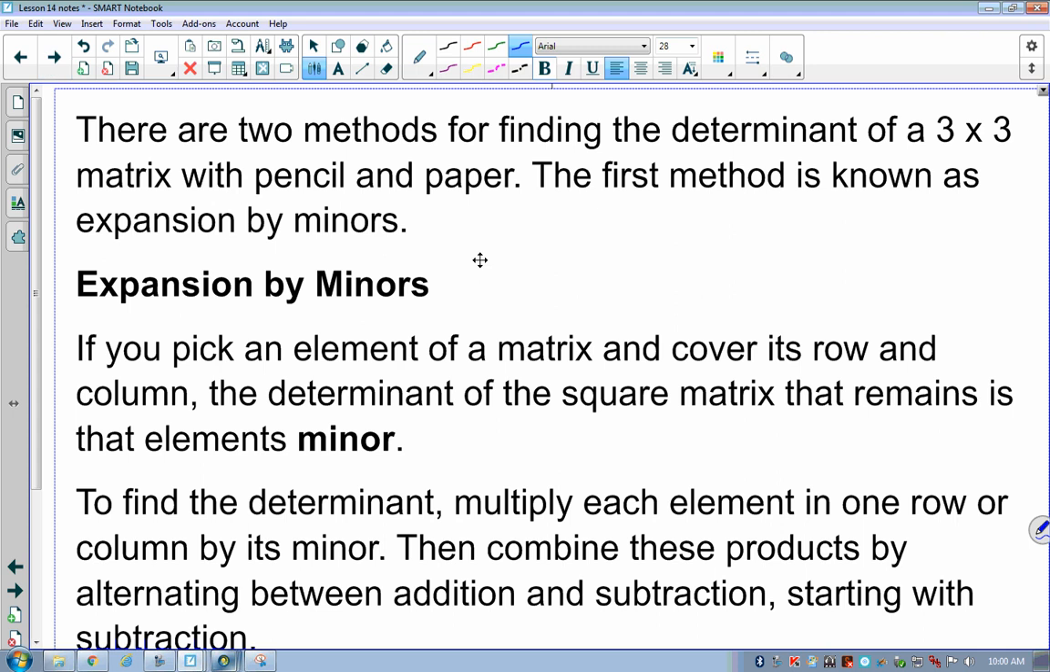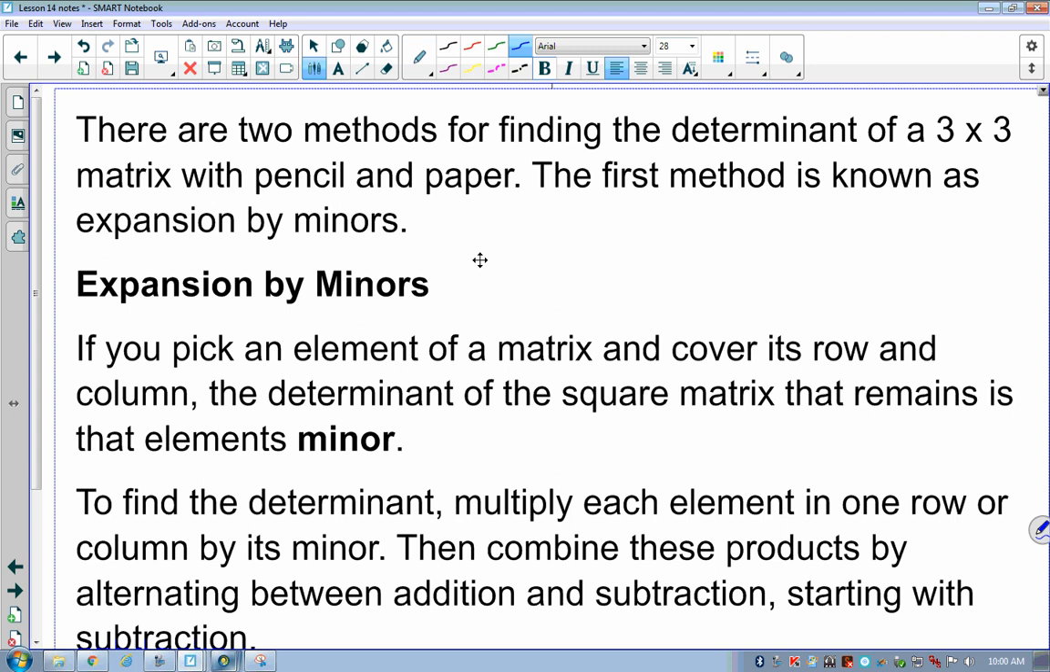Now we're getting into how on earth am I going to do a 3 by 3 matrix? Okay. There are two methods to doing a 3 by 3 matrix. There's the expansion by minors and then a different method. I'm not going to take you through the second method. And if you ask me why, I don't know that it's necessarily that the second method is harder, but it's not necessary for you to learn two ways.